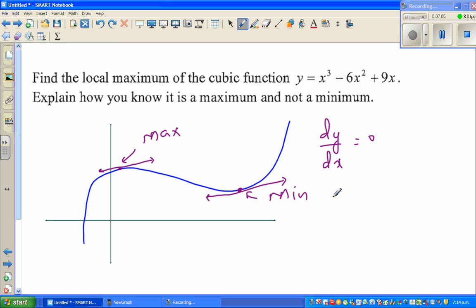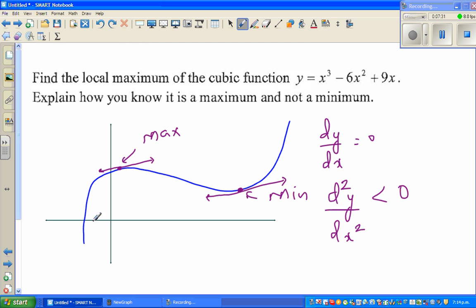Now, how do you decide whether it's a maximum or minimum is by finding the second derivative. If you find the second derivative, d squared y by dx squared, at this point, d squared y by dx squared is less than 0. At a maximum, it should be less than 0. And this is how I remember.